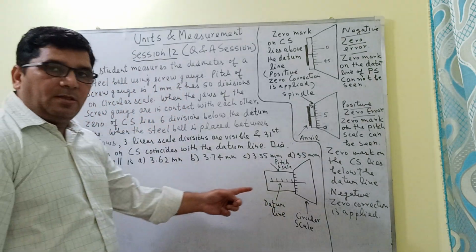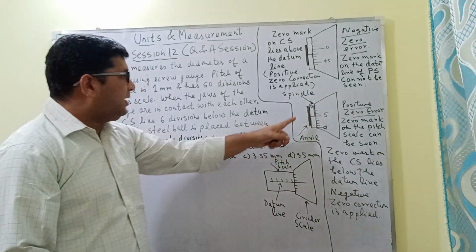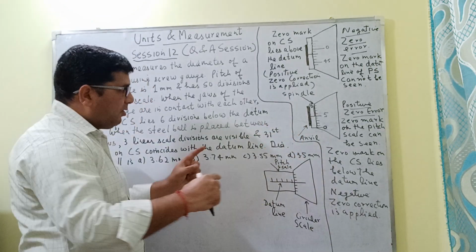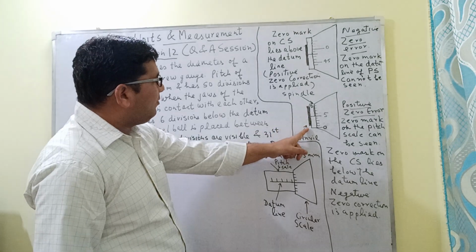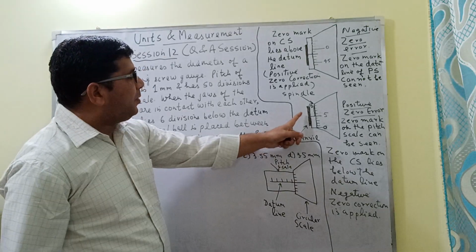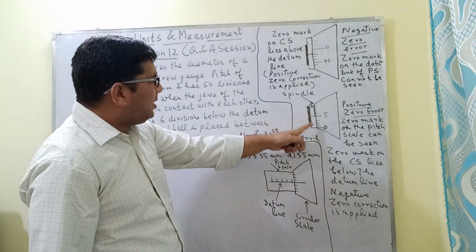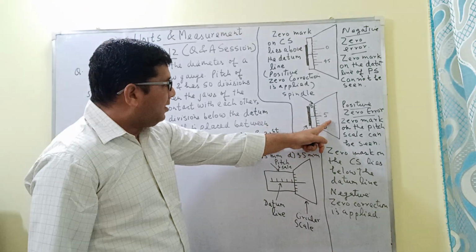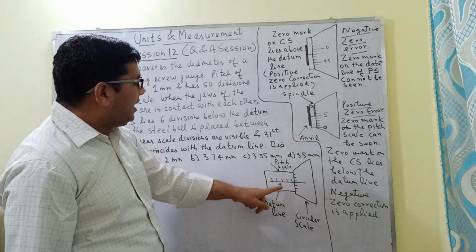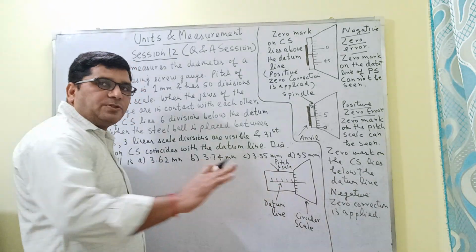So if this anvil and the spindle, which are also called the jaws, are brought in contact with each other, and in that case the zero of the circular scale and the zero mark on the datum line of this pitch scale are coinciding, then in that case there is no zero error in the screw gauge.